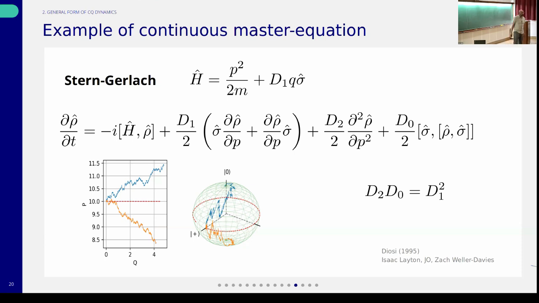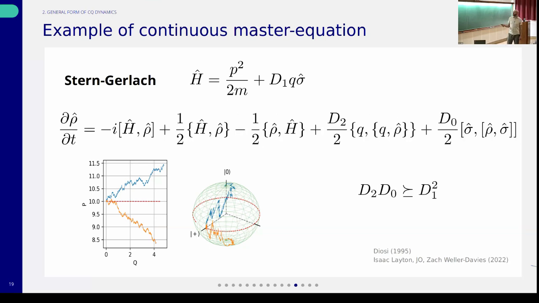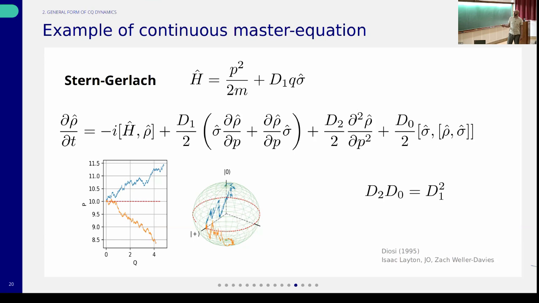You need an inequality or an equality for the map to be positive? So for the map to be positive, good question. For the dynamics to be completely positive trace preserving, which means probabilities are conserved, or you preserve the fact that probabilities are positive, you need an inequality. If it's saturated, that's when the pure state stays pure.